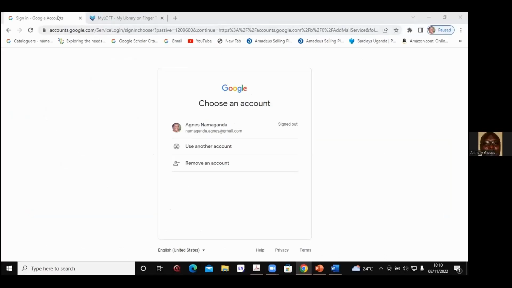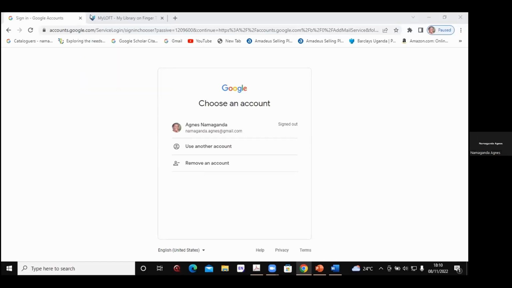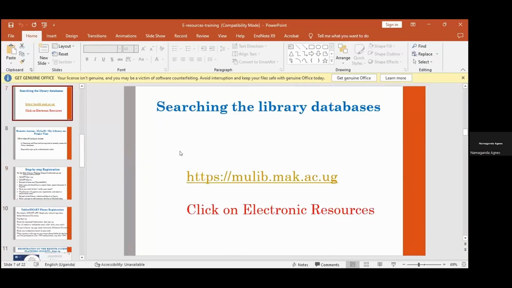Yeah, some people may have a challenge. They may be using the same device for listening and signing in. So. Oh, okay. Yeah, it's what I was having, but I've been able to log in successfully out there. Could you please help us with the website again? It is Molib, MULIB. Okay. It is molib.mac.ac.ug.